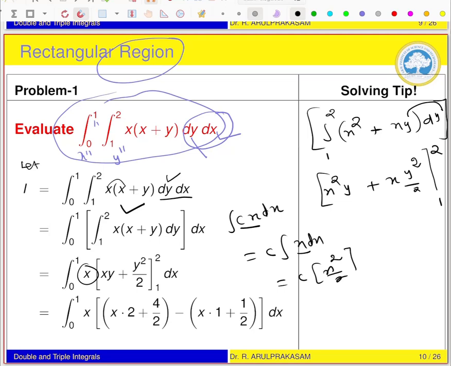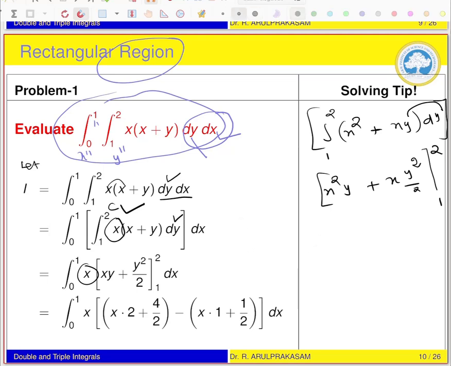Likewise, if we are integrating with respect to y, we always treat x as a constant. So by the property, I am taking the constant outside. The integration of dy gives y, and the integration of y dy gives y square by 2. Either we can go this way or that way, both are equal in meaning.